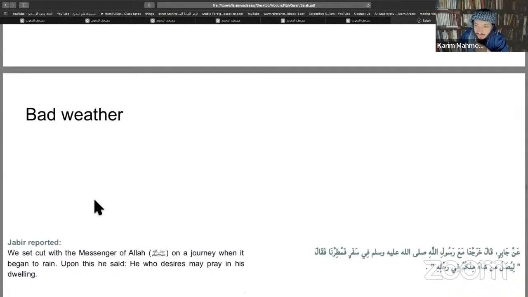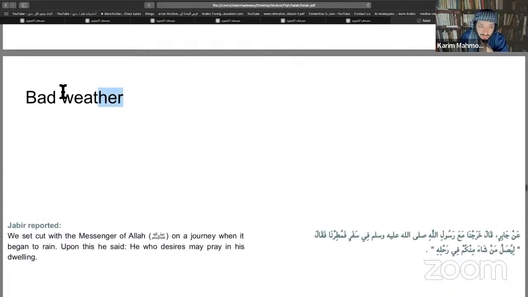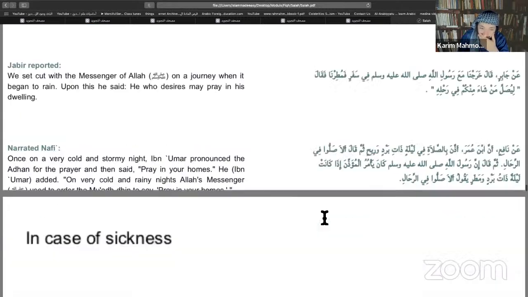Okay, excuses for a person not attending the masjid: bad weather. If there is bad weather, the Prophet ﷺ would allow the companions to pray in their homes. He would say, pray in your homes. He would announce it to the one who gives the adhan. He would give the adhan and tell the people, pray in your homes, pray in your places, meaning you don't have to come to the masjid. So if there is bad weather, like a tornado or bad rain or bad snow, the person is allowed to pray in the house.